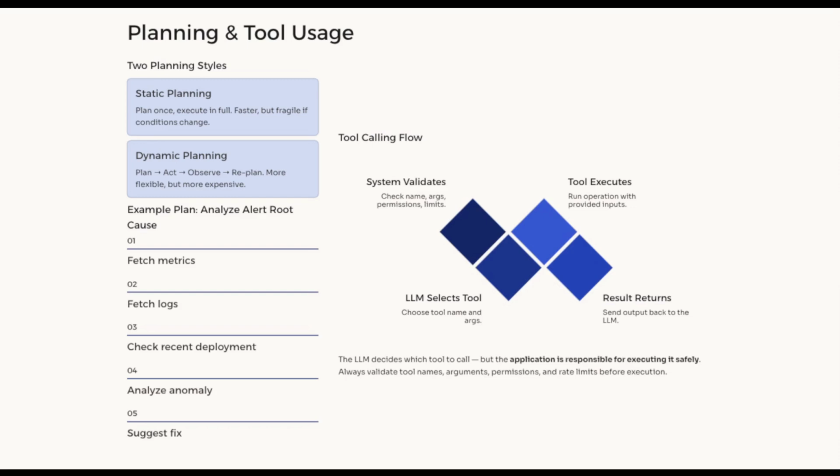Next is tool usage. LLMs cannot reliably access real-time data, query databases, execute code, call APIs, or perform transactions by themselves. So, agents need tools. A tool flow usually works like this. The LLM chooses a tool. The system validates the request, the tool executes, the result returns. Then the LLM continues. The important point is this: the LLM decides what it wants to do, but the application executes the tool safely. The system must validate tool names, arguments, permissions, rate limits, and safety constraints.